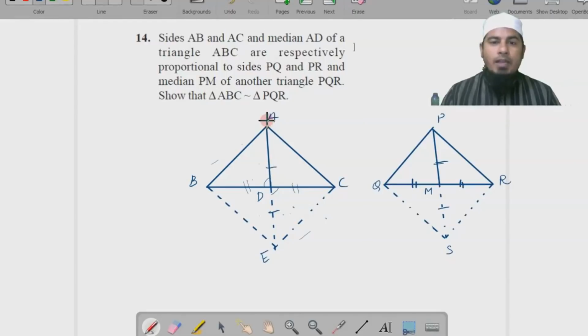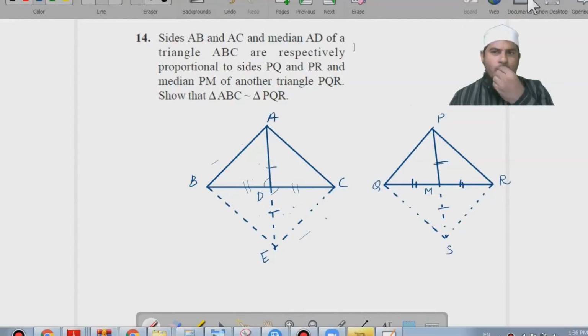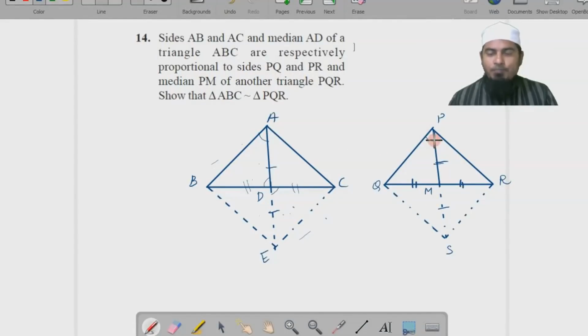Now, when we consider triangle ABE and triangle PQS, AB by PQ is equal to AC by PR was there, but now instead of AC by PR we can write BE by QS, and AD by PM was there. Instead of AD by PM we can write 2AD by 2PM, that is AE by PS. Then triangle ABE will become congruent to triangle PQS. By CPCT we can write this angle is equal to this angle. And similarly, if we are taking the right side, we can prove that this angle is equal to this angle by proving triangle ACE is similar to triangle PRS.